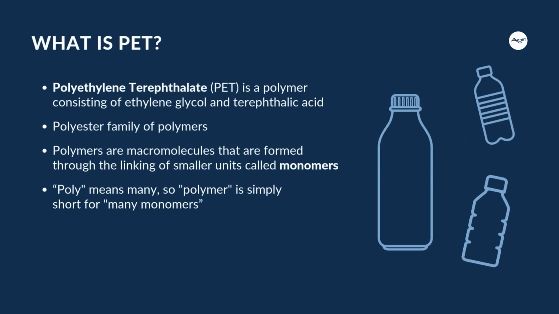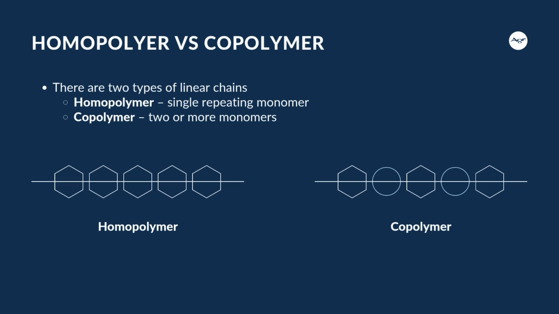So what is PET? It stands for polyethylene terephthalate, and terephthalate is an acid and it's combined with ethylene glycol. It's one of the polyester family of polymers. PET is a macromolecule, a very long, complex molecular strain, and anybody who's in the industry is familiar with homopolymers and copolymers.